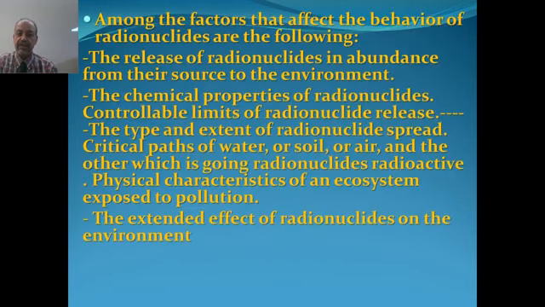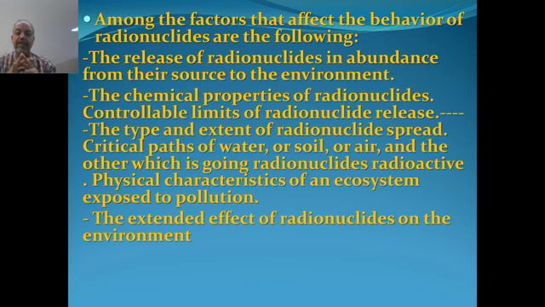Among the factors that affect the behavior of the radioactive materials are the following. What is the first one? The release of radionuclides and their abundance from their source in the environment, in the ground or in something like granite, which has uranium. Also the area surrounding rocks or earth that hold radioactive material, like uranium, thorium, radon and so on.